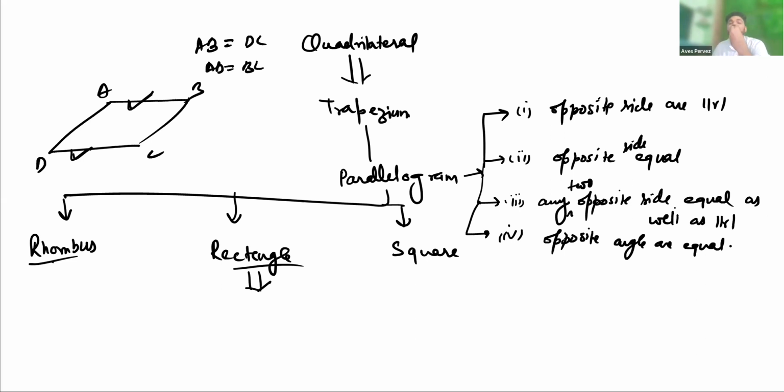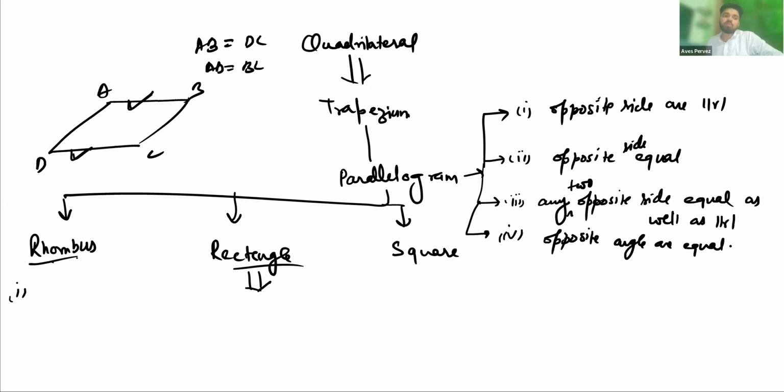Now, for proving a rhombus, if you have a parallelogram and you have proved that the adjacent sides are also equal, then it is a rhombus. Means any two adjacent sides are equal, not the opposite sides. If the adjacent sides are equal, then it will be considered a rhombus. Okay.